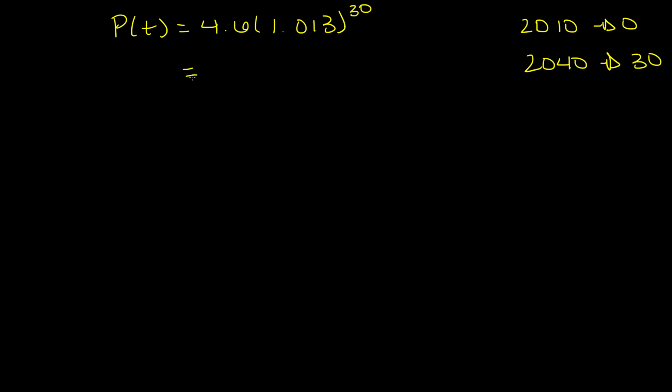And so my answer is going to be roughly 6.76 million people. So in 2040, the population will be roughly 6.78 million. A nice big population, much bigger than where we are, but there you go.